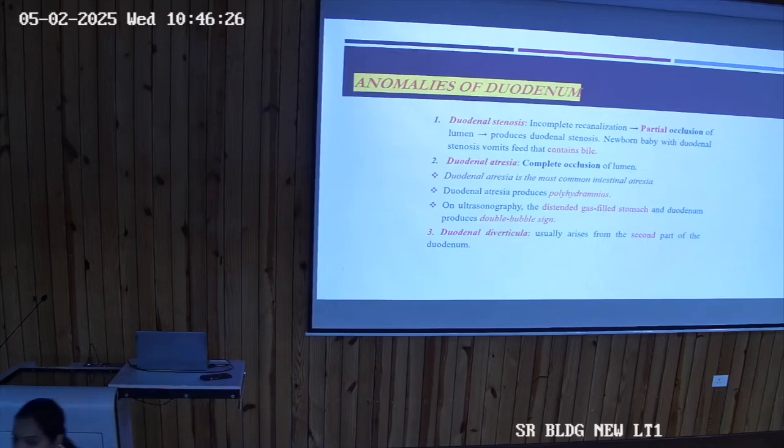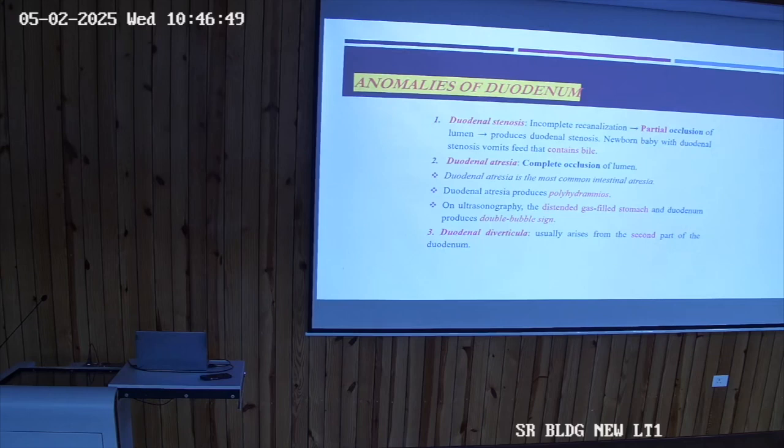We had discussed esophageal stenosis. Likewise, there is duodenal stenosis. There can be incomplete recanalization. Stenosis का मतलब क्या हुआ? At some point the tube is constricted. Why can it be constricted? Because of a congenital malformation, incomplete recanalization of the duodenum.